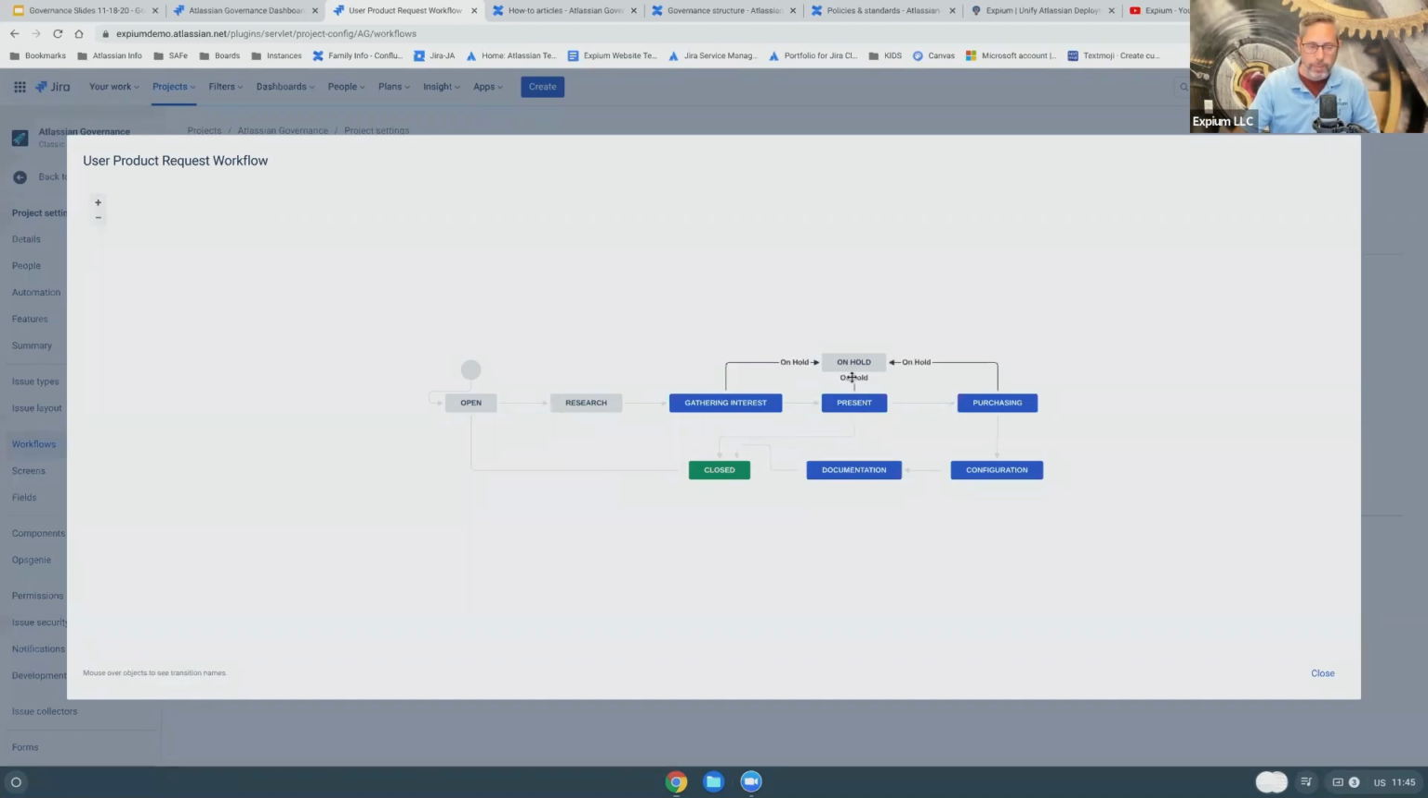Okay, after it's been presented, it might get approved. Once it gets approved, it then goes to purchasing. Purchasing can be its own workflow as well. And I have another workflow I can show you on that. And then configuration.